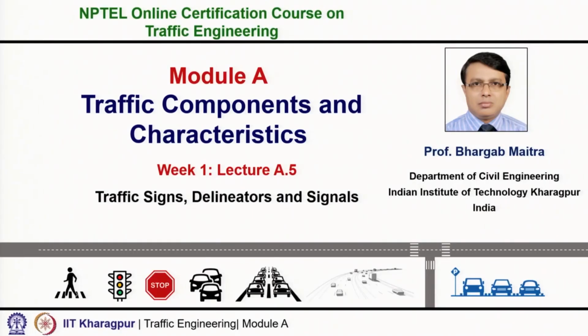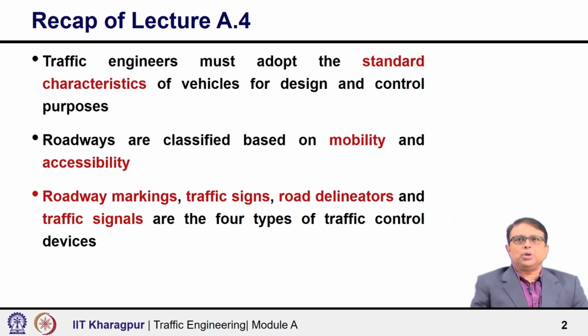Welcome to Module A, Lecture 5. In this lecture, we shall discuss traffic signs, delineators and traffic signals. The four major components of traffic systems are road users, vehicles, roadways and traffic control devices.